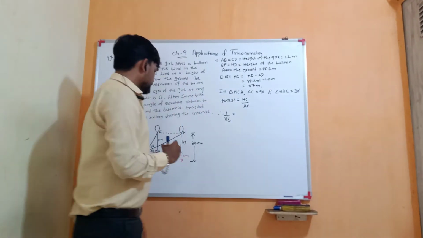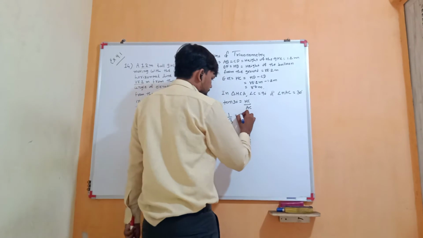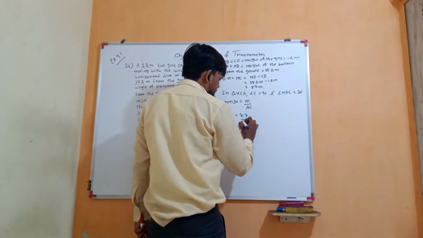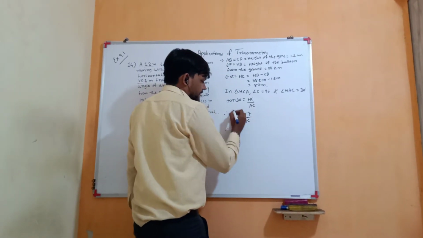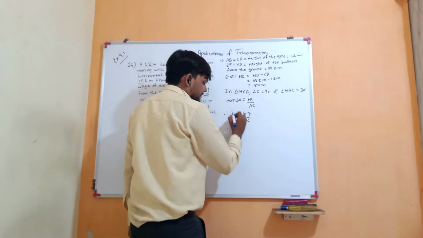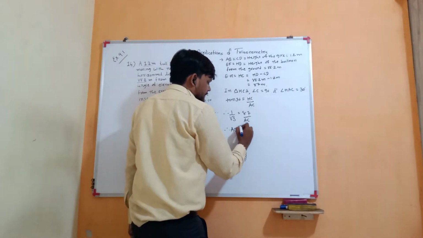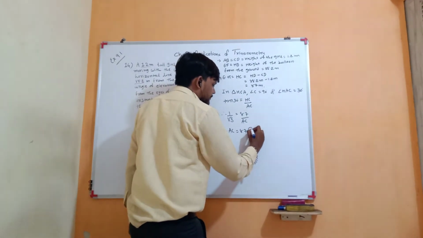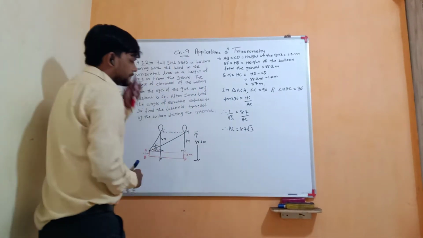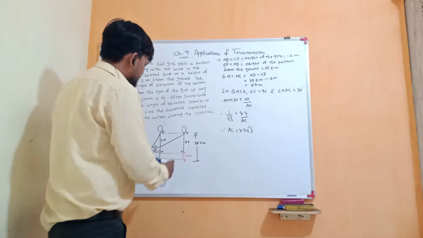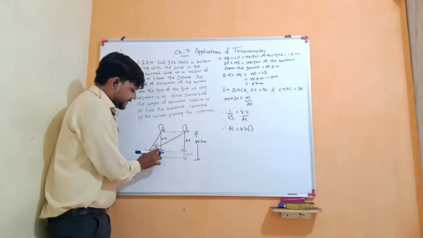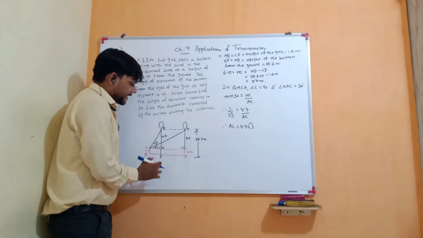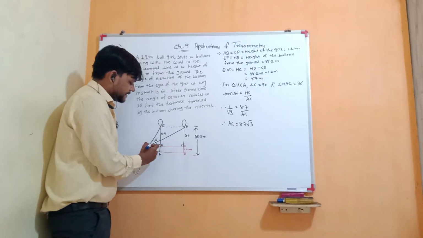Clear? HC is given, it is 87, and AC you want to find. Now shift AC divide to multiply, so it becomes AC 1 is AC, and shift root 3 divide to multiply, so AC becomes 87 root 3. Clear? Now you have the length of AC, which is 87 root 3. Now find the length of AG by considering the triangle EGA.